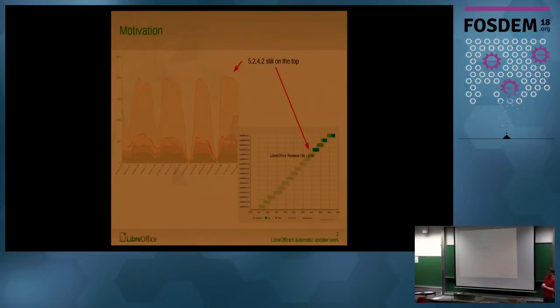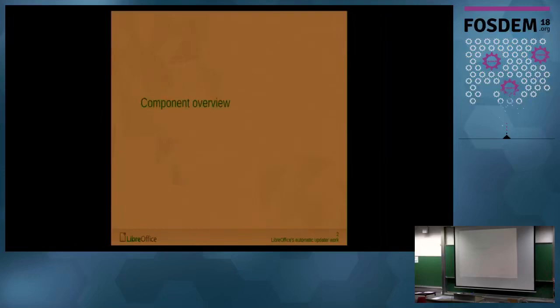I will quickly talk about the different components of the automatic updater and then talk about which components are not working. The main focus will be on the not working parts. So how does the updater actually work?